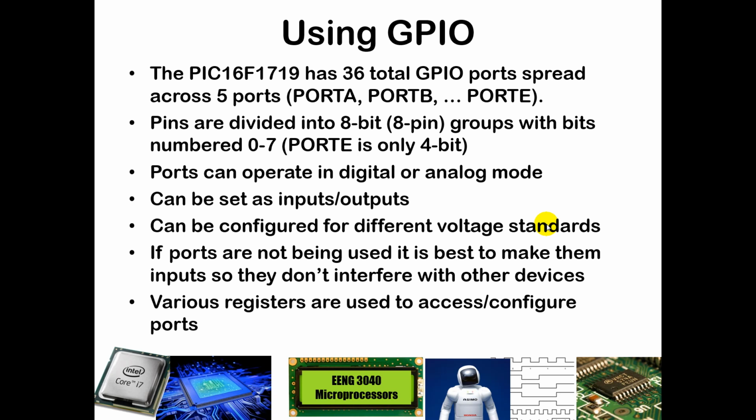So you may be wondering, how do we actually use the general purpose input and output, and how do we actually configure it? Well, we'll talk about that over the next few slides. So I had already mentioned that there are 36 total general purpose input-output pins, spread across 5 ports that are 8-bit groupings: port A, port B, up through port D and E, and that the naming convention is R, the letter of the port, and then the number 0 through 7.